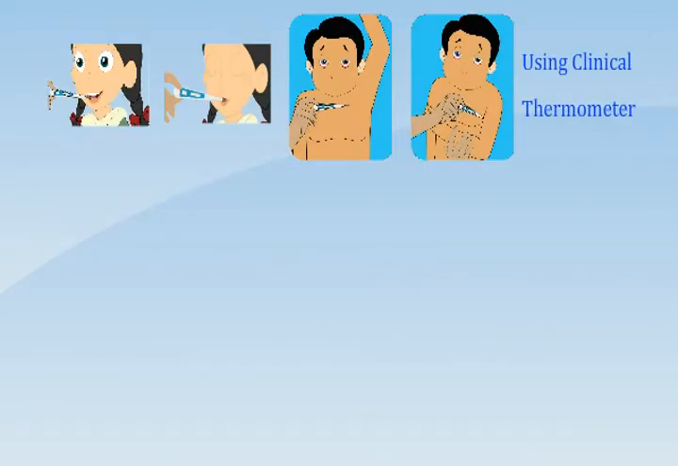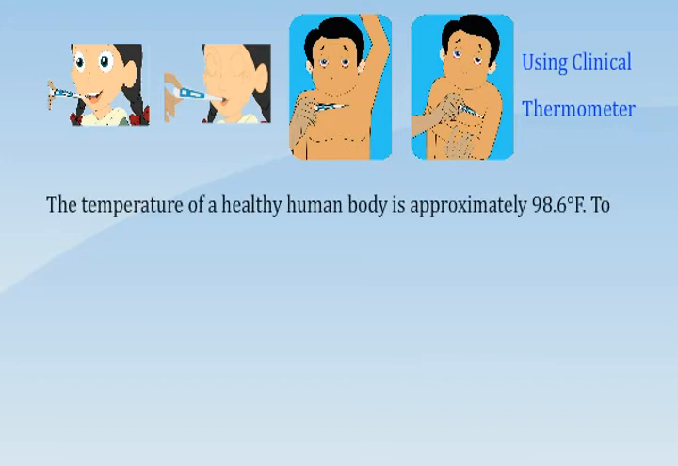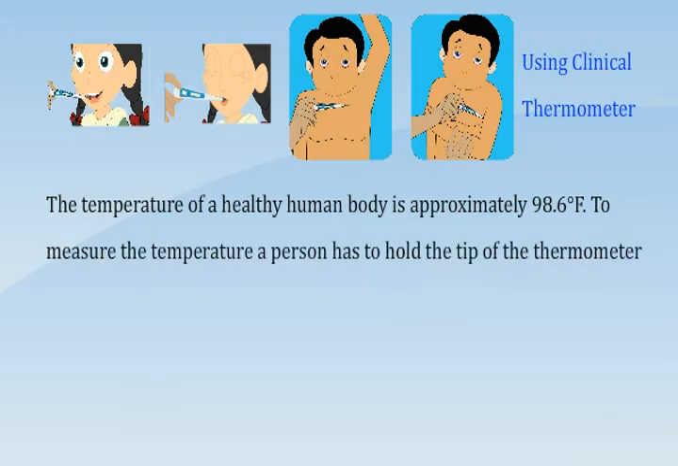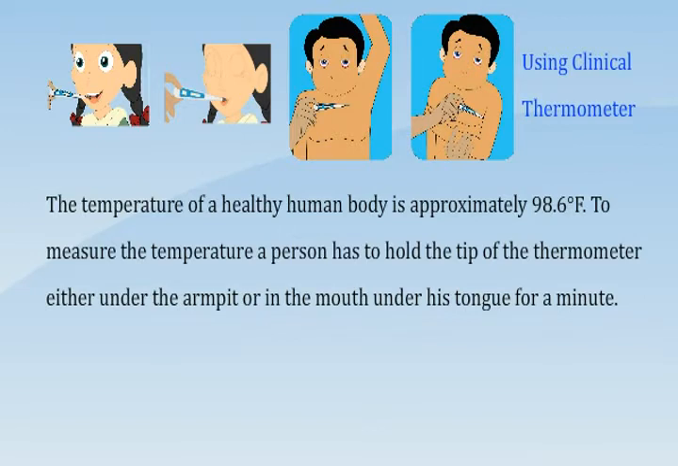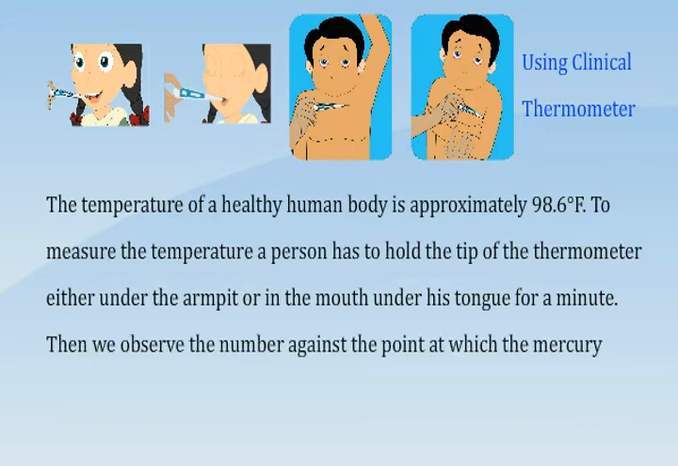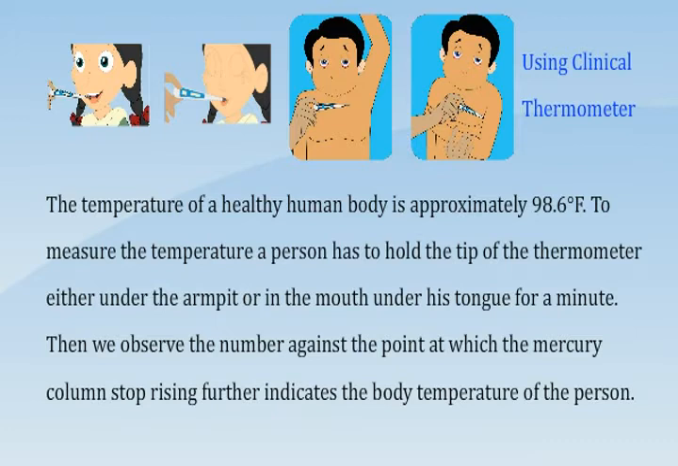Using a clinical thermometer. The temperature of a healthy human body is approximately 98.6 Fahrenheit. To measure the temperature, a person has to hold the tip of the thermometer either under the armpit or in the mouth under his tongue for a minute. Then we observe the number against the point at which the mercury column stops rising further, which indicates the body temperature of the person.